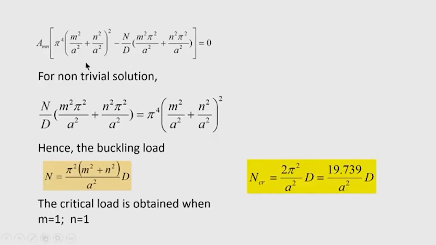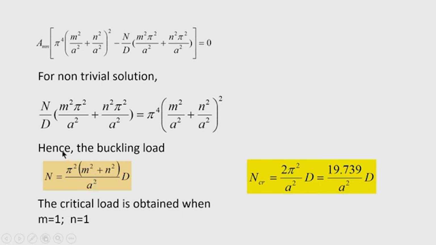So, this equation is now written in this form, and for a non-trivial solution, one can see that D m squared pi squared by a squared plus n squared pi squared by a squared equals pi to the power 4 times m squared by a squared plus n squared by a squared, whole squared. Now, since it is a square plate, and after simplification we get the critical load N equals pi squared times m squared plus n squared by a squared, times D, and the lowest value of load can be obtained.